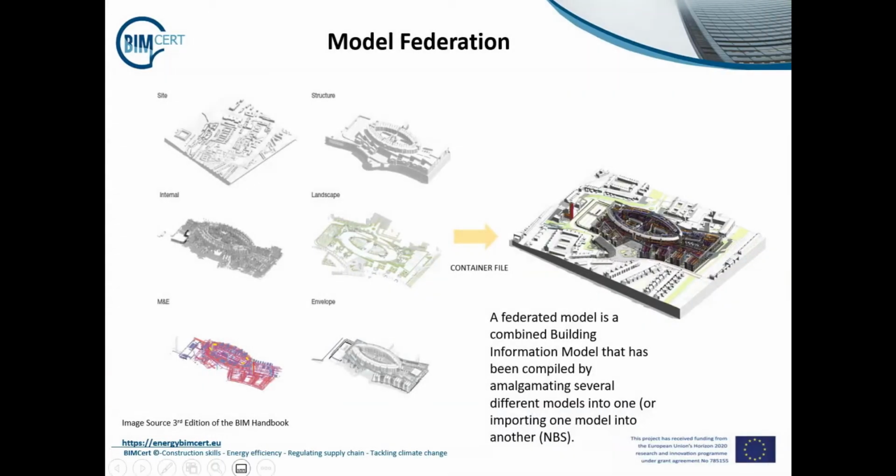A word that we've used throughout that process of explaining BIM Level 2 is the word model federation. So what does this mean? Well, a federated model is a combined building information model that has been compiled to amalgamate several different models into one, or by importing one model into another. The federated model can be used for clash avoidance, programming, materials management, site logistics, constructability review, amongst many other things. This will be explained in greater detail in Learning Outcome 1.4.